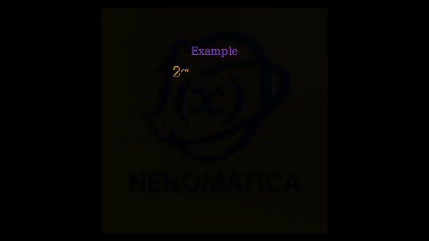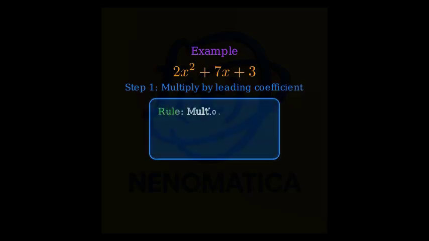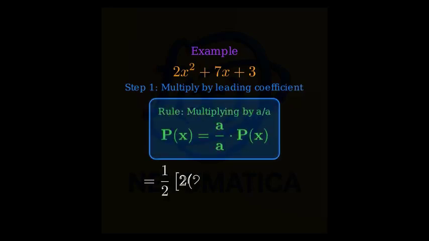Let's start with our example. We want to factor the following expression: 2x squared plus 7x plus 3. The first step in our factoring process is to multiply the entire expression by the leading coefficient, which is 2 in this case. So we get 1/2 times the quantity 2 times the expression 2x squared plus 7x plus 3.